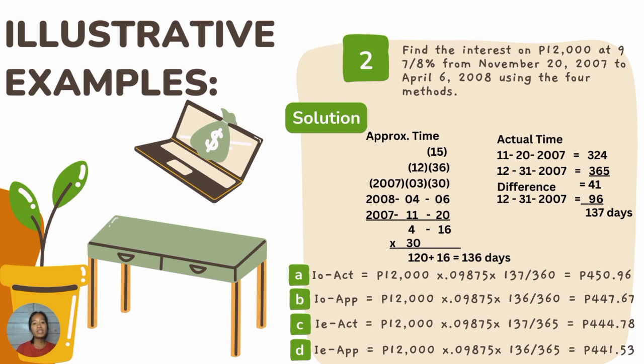Then we will proceed to exact interest using approximate time. We have 12,000 times the rate, which is 0.09875, times 136, which is the approximate time, divided by 365. Okay, so our answer will be 441.53.